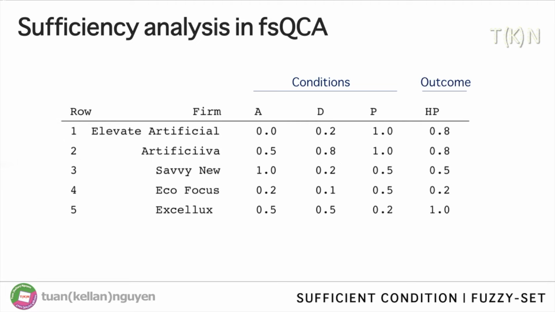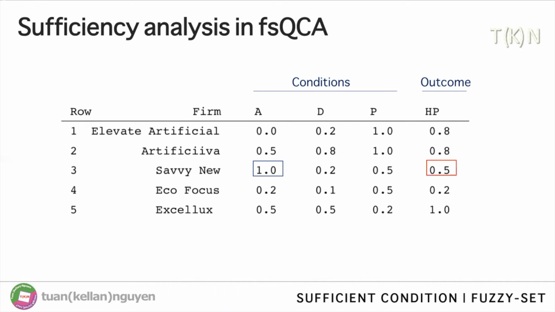For the first examination, we may start by asking which individual conditions A, D, B are sufficient for the outcome. Now we start with the first condition A, firms investing in AI. Based on the logic of sufficiency, only those cases with the membership in the condition equal to or smaller than its membership in Y are allowed.